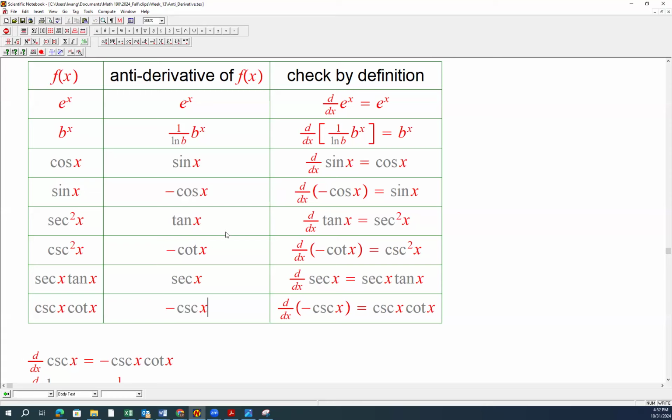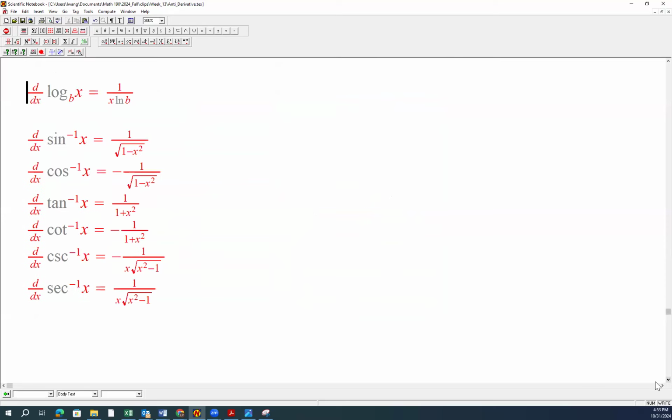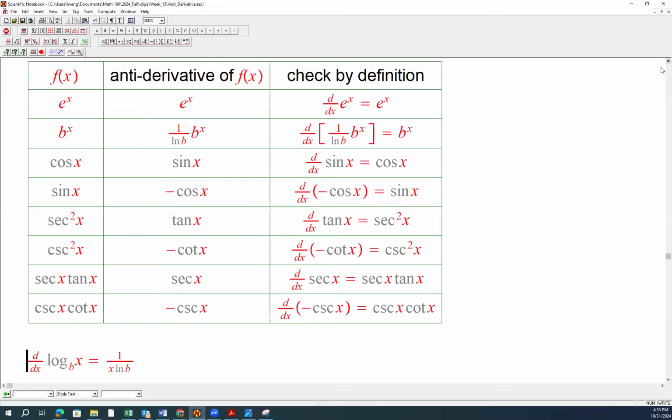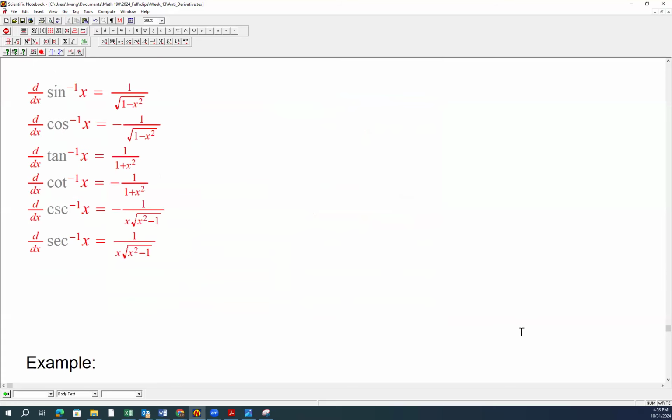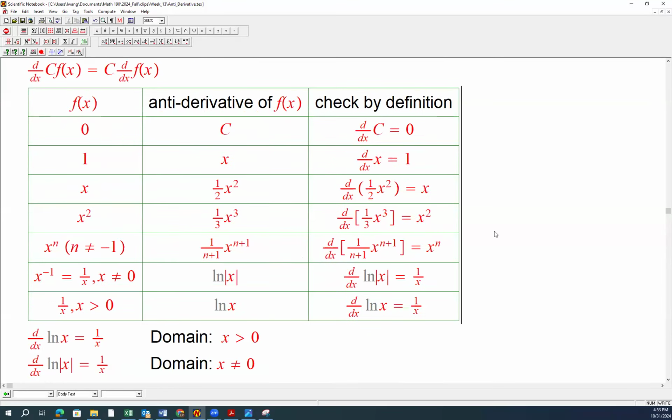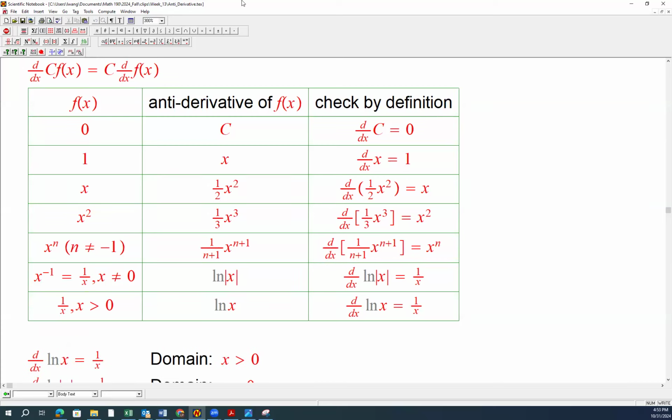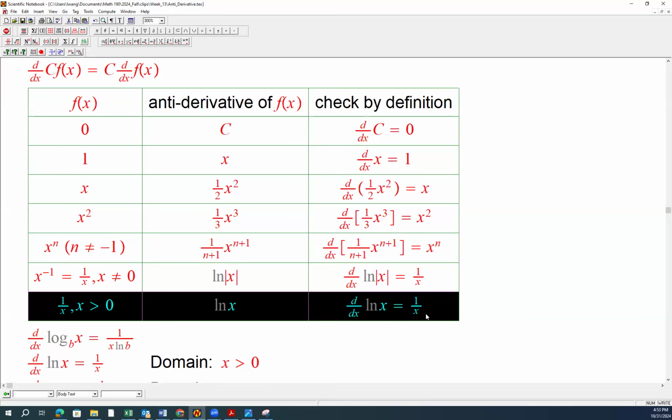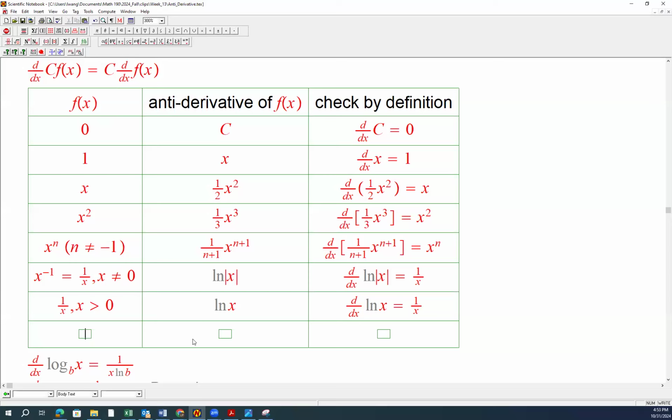We're almost done. Logarithm, right? Logarithm of any base. So we shall put these with our first table, which is the more general form. So I'm going to add one more row.